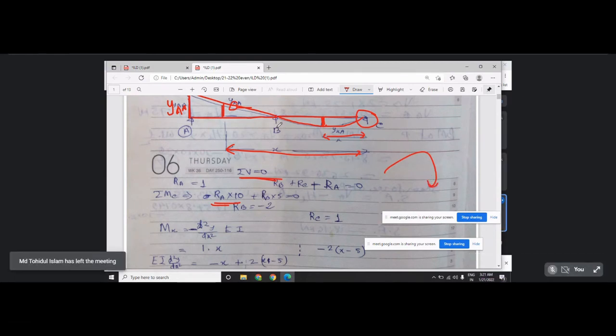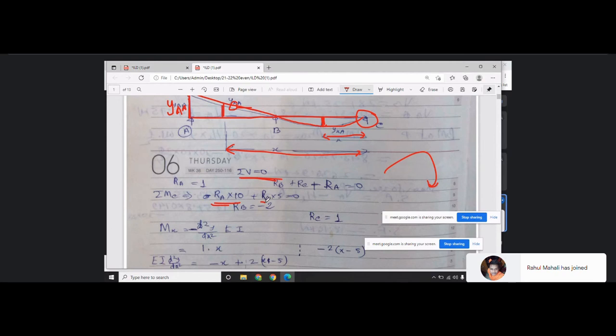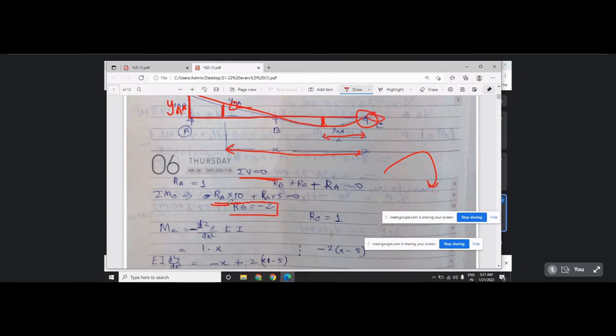RB into 5. I am always assuming all three are acting in the upward direction. So RA, RB and RC are acting simultaneously in the upward direction. If it comes negative, then our assumption was wrong; it will be in the downward direction. So let us assume first that RA, RB and RC are acting upward. So naturally RA into 10 plus RB into 5 is equal to 0. So if you take a moment about C, RB is equal to -2.